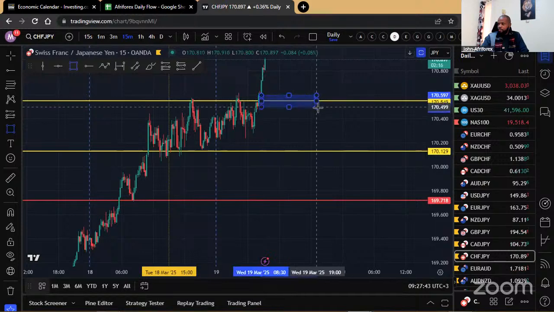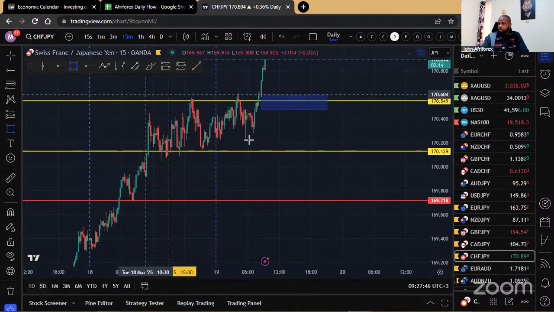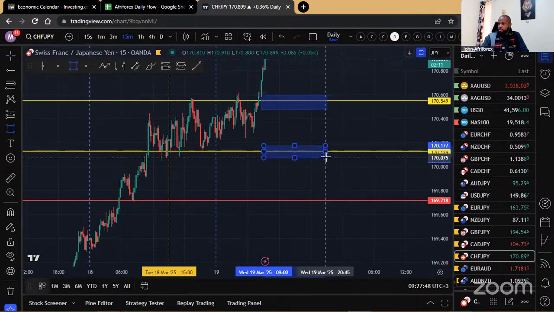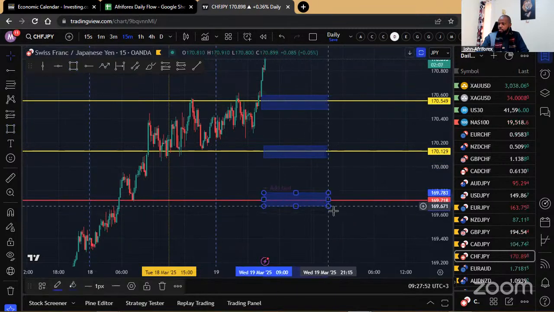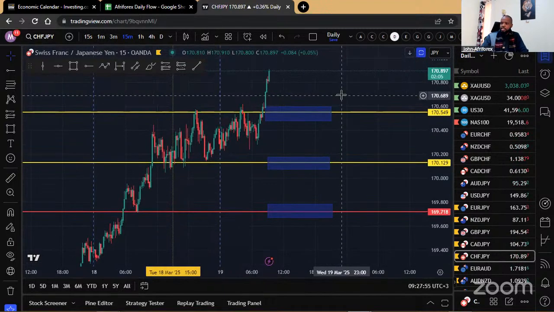So for this one, we will be watching out also to see whether we can get some buying opportunities. This one seems like it's moving the most, but I think also because the big boys are also quite interested in the CHF pairs.